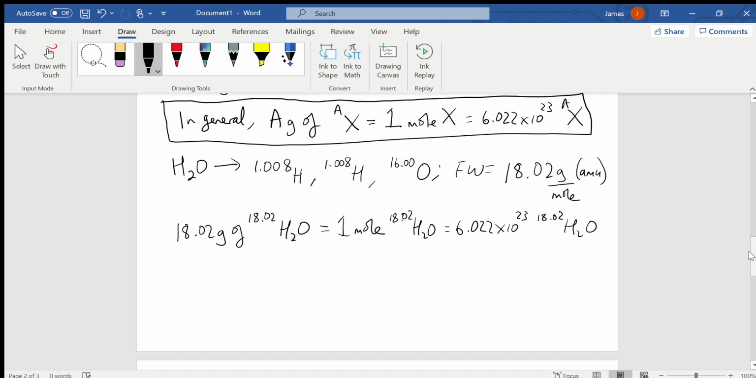Okay, so you typically wouldn't write it like that with the 18.02, but this is just a teaching environment, just to let you know where these numbers are coming from.